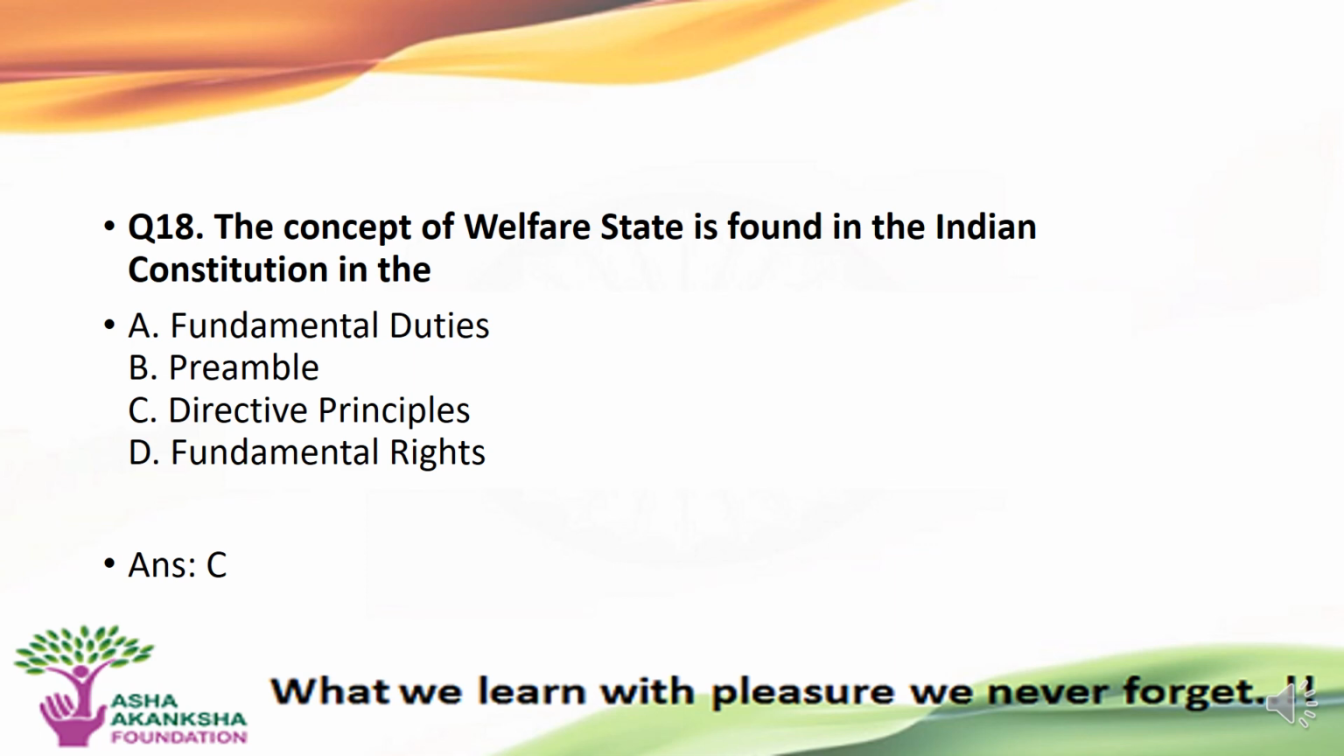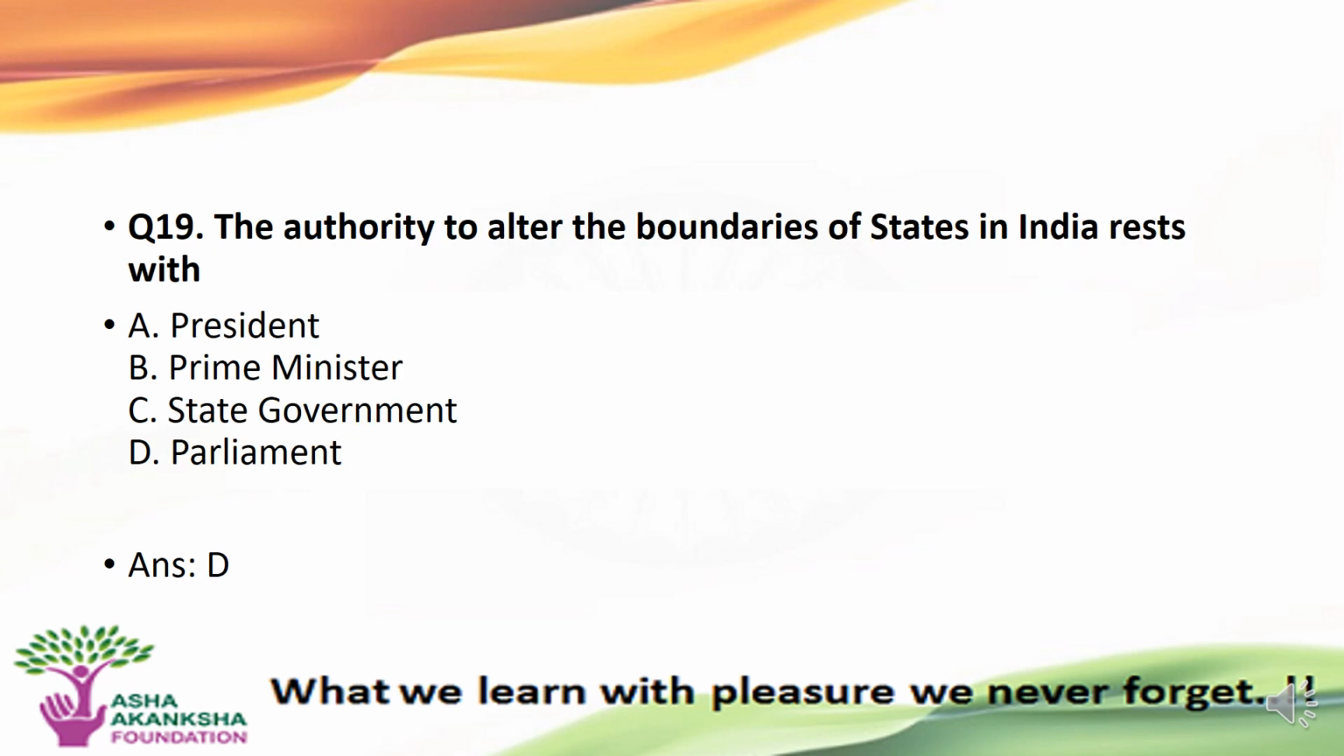in Indian Constitution. The next question is the authority to alter the boundaries of the state in India rests with whom? Options are A. The President, B. The Prime Minister, C. The State Government, or D. The Parliament. The correct answer to this question is option D. That is, the Parliament has the power to alter the boundaries of a state in India.